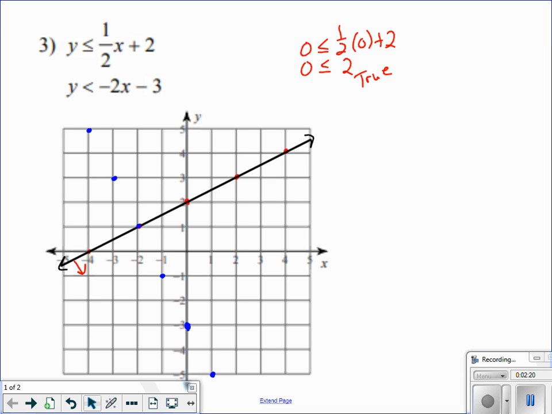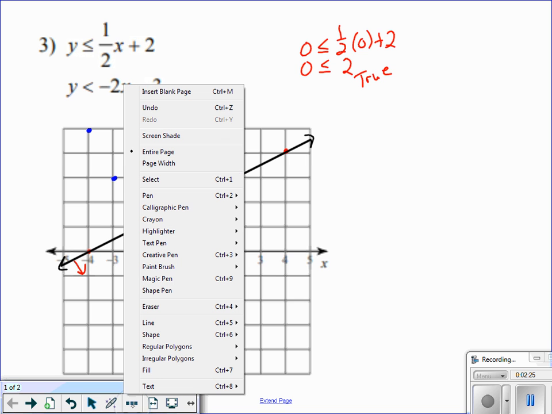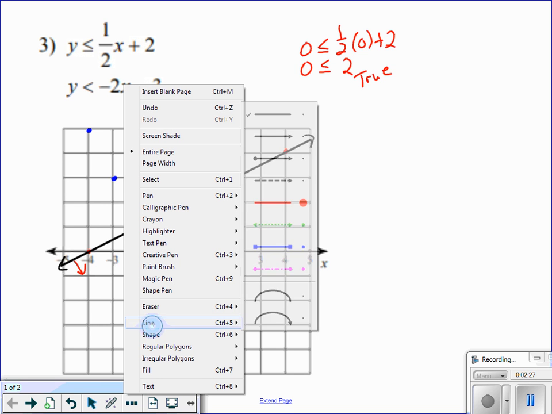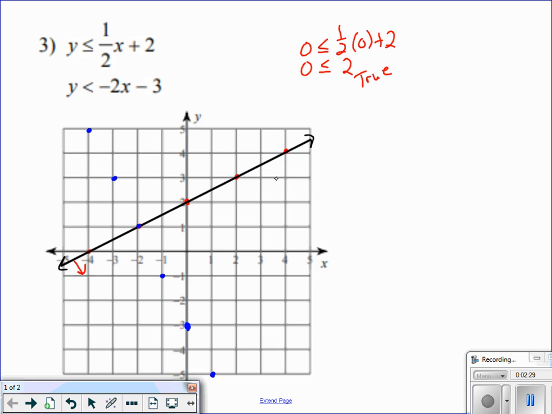Now this time, our line is a dashed line, again because it's just less than. So we'll go ahead and grab a dashed line here and make that.